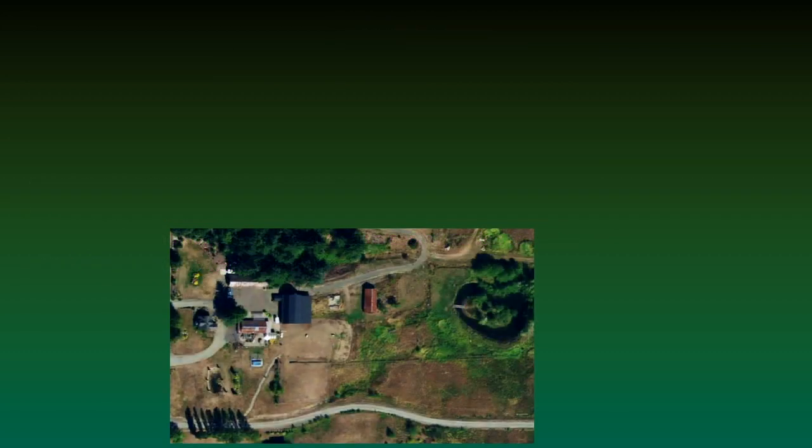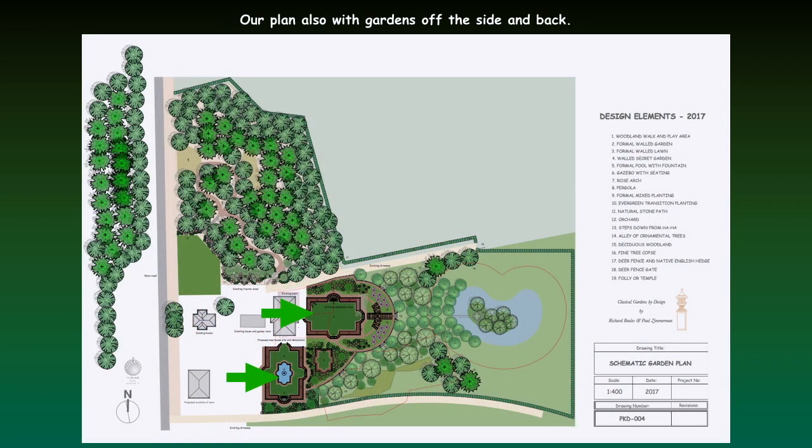This is an overview of the property taken from Google Earth as it looked when they first purchased it. The architect is designing the house, and in fact that process is ongoing now, and the gardens won't start till that is done. But they wanted two things in particular. They wanted a formal garden, they also wanted a play area for the children. So that's why we have two gardens, one off the back and one off the side.